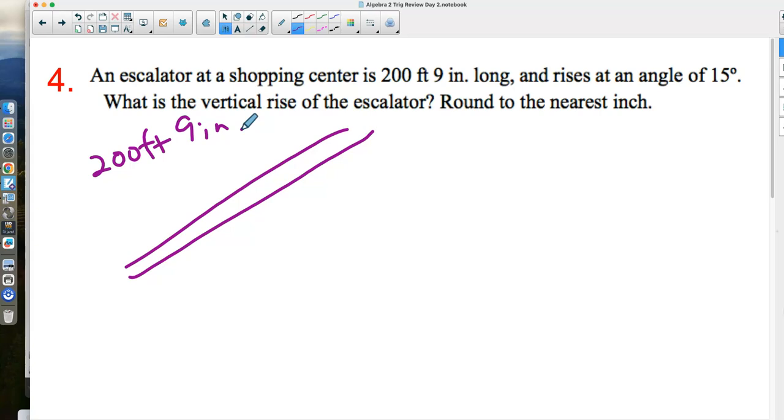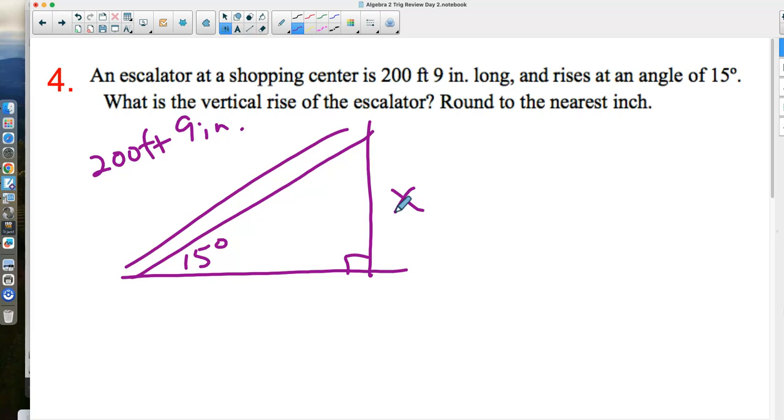And it rises. So when they're talking about rising eye level, to look at the top of this, you'd have to look up. That rising piece is right here at 15 degrees. What is the vertical rise of the escalator? Well, that is this distance right here. It is up and down. So, round to the nearest inch.